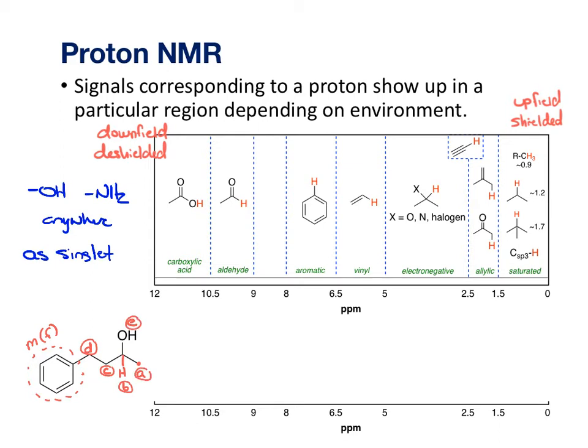So it's all about the environment. A is just a CH3, nothing all that special. So A is going to appear down here in the saturated region. B is on a carbon next to an OH. So that's going to fall in the electronegative region. So let's stick that in there. C is a CH2. It's really not in any predominant region. It might have a little bit of a pull from the OH, but not much. So we're going to put it down there very close to A.